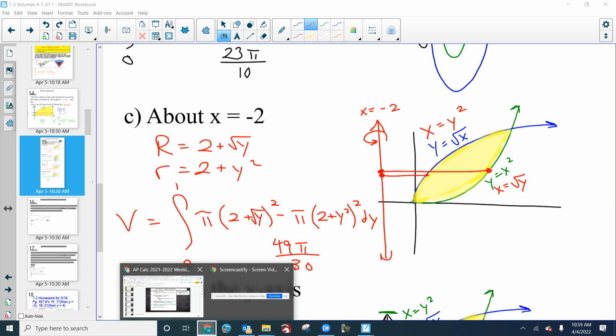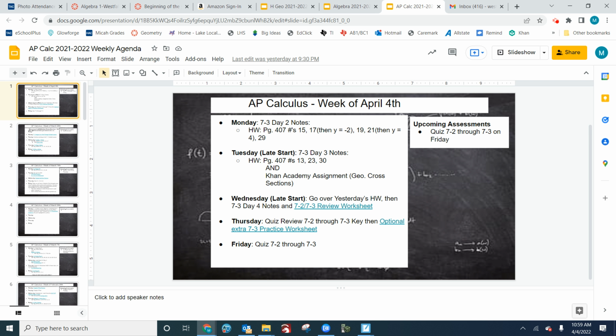All right. Homework for tonight. Now, when it says, watch up here. When you do number 17, do it as it is. And then parentheses means do it again, this time around y equals -2. Then do 19. Then do 21 as it is. And then around y equals 4. So only for 17 and 21 are you going to be doing them around what it asks for, and then around a new axis of revolution.